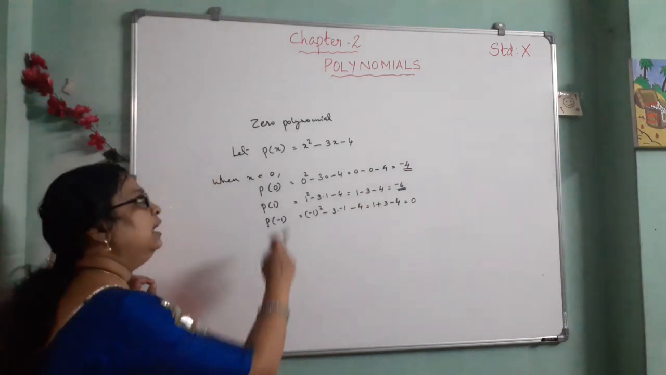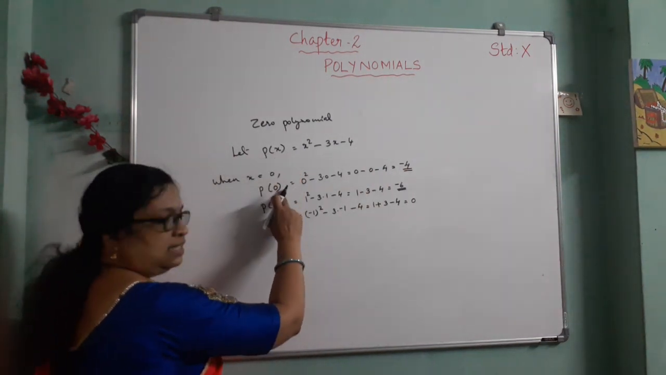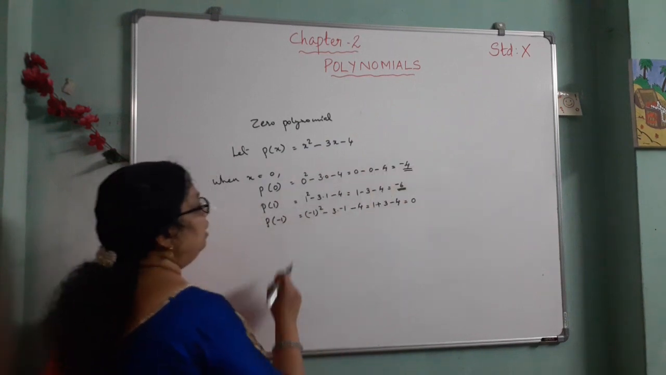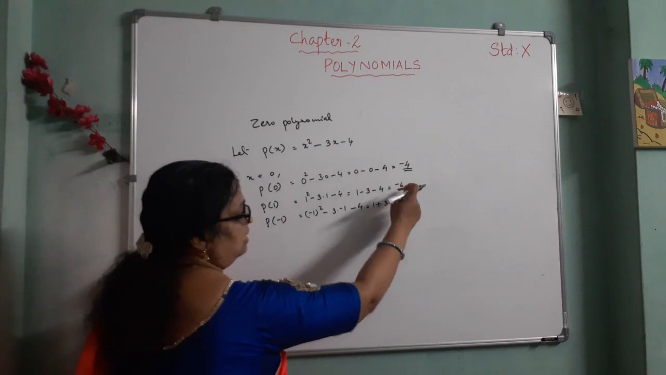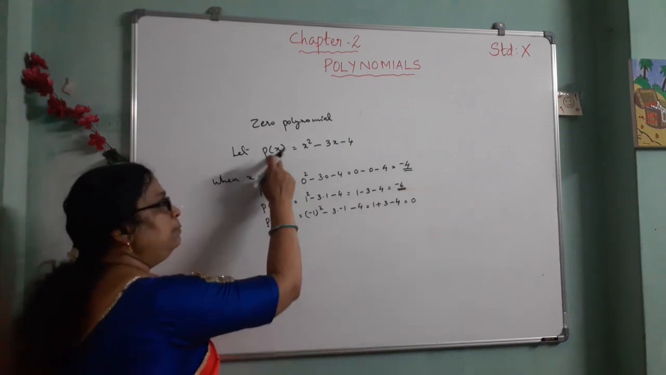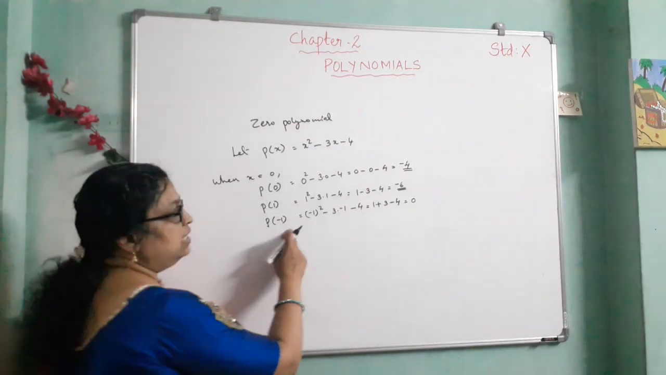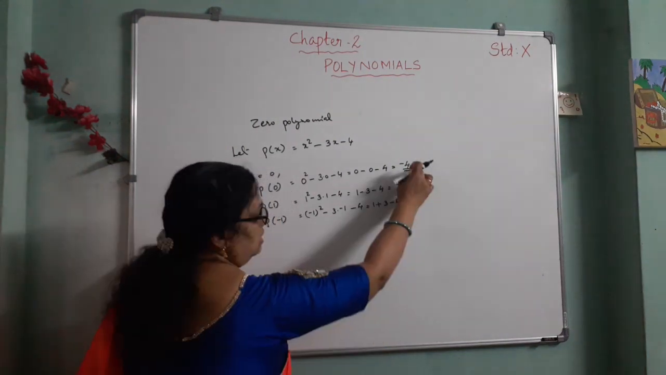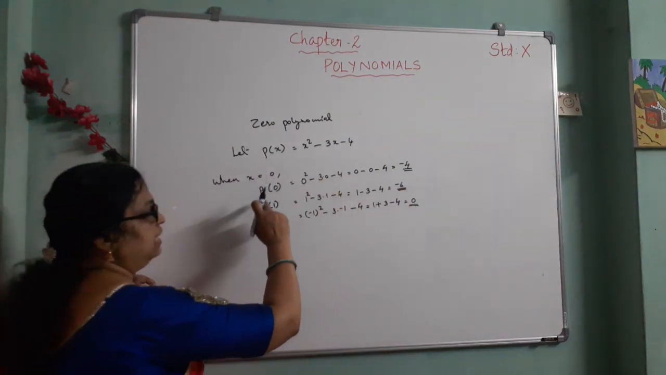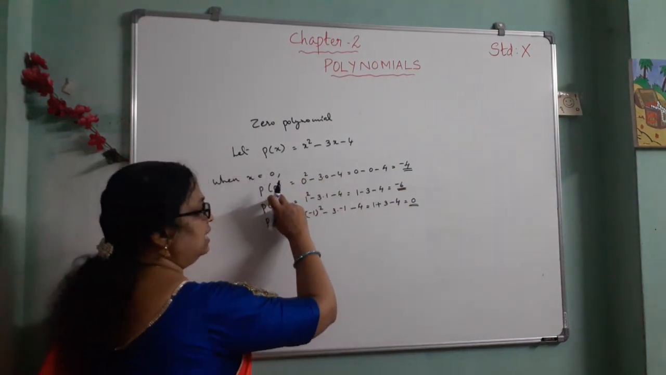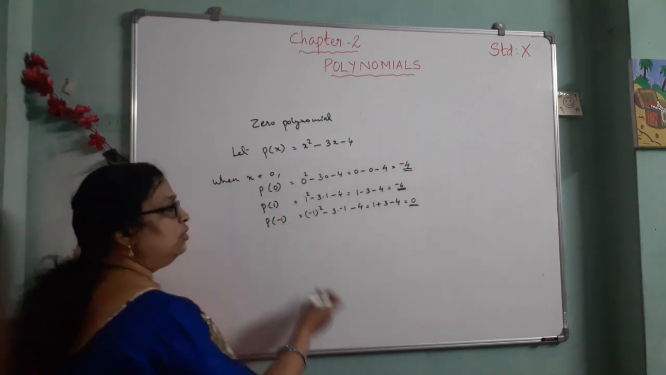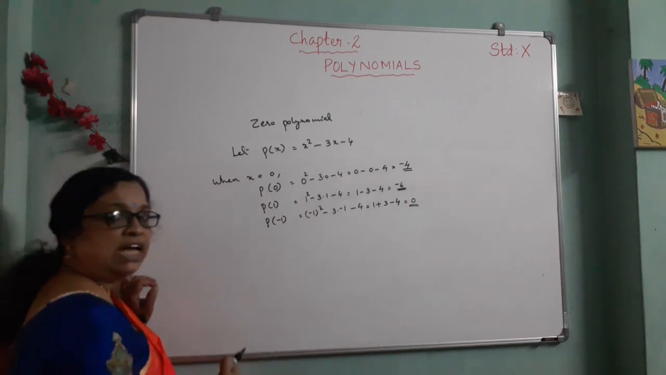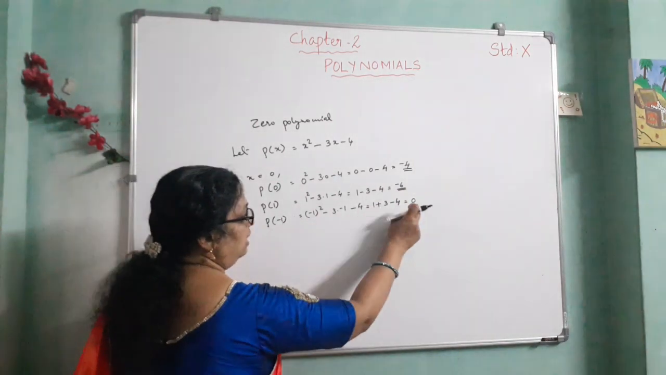So we can say the polynomial P of x at x equal to 0 is minus 4. The polynomial P of x at x equal to 1 is minus 6. The polynomial P of x at x equal to minus 1 is 0. So these are called the values of P of x. That is, the value of P of x at x equal to 0 is minus 4, at x equal to 1 is minus 6, and at x equal to minus 1 is 0.